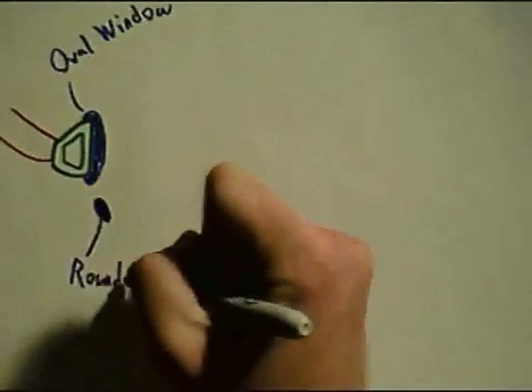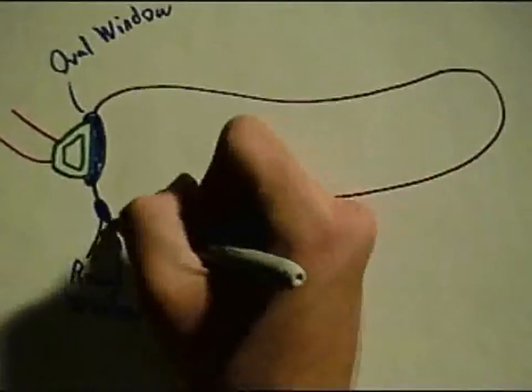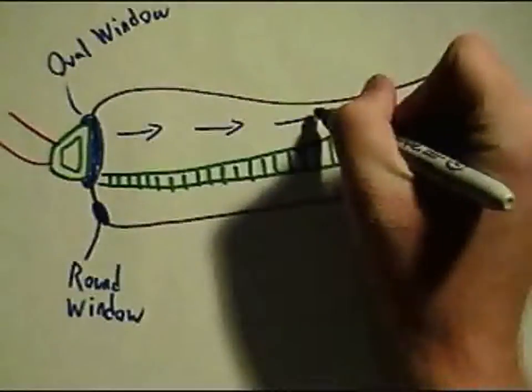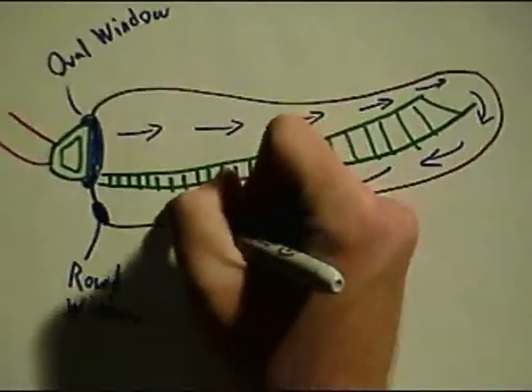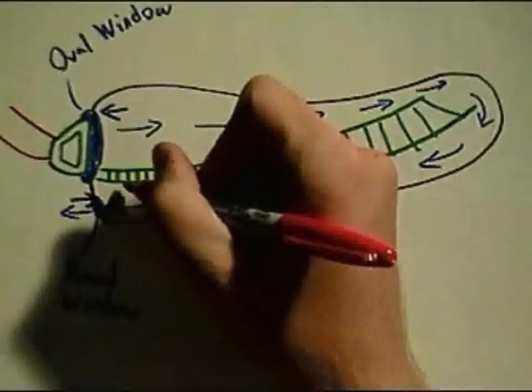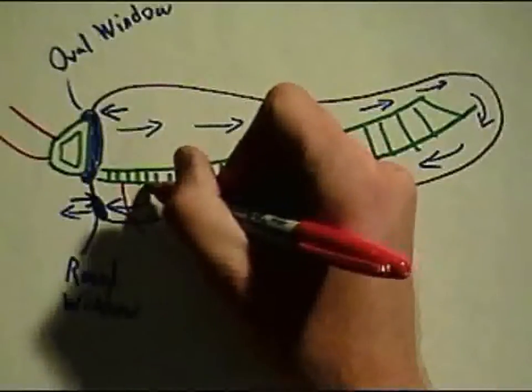The stirrup presses into the fluid-filled cochlea through the oval window. As vibrations push the stirrup into the oval window, it pushes the fluid through the cochlea. As it pulls back, it pulls the liquid back with it. As fluid doesn't compress, it needs somewhere to go, which is provided by the round window.